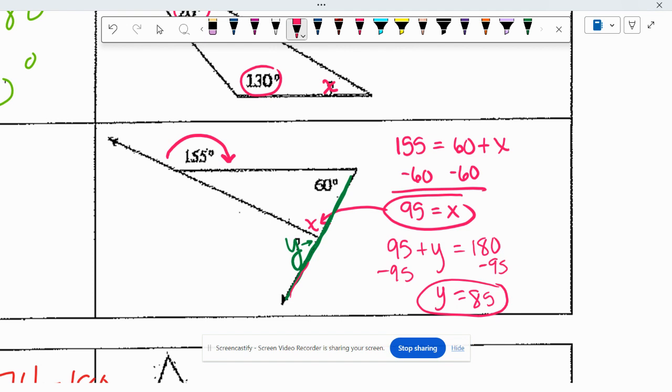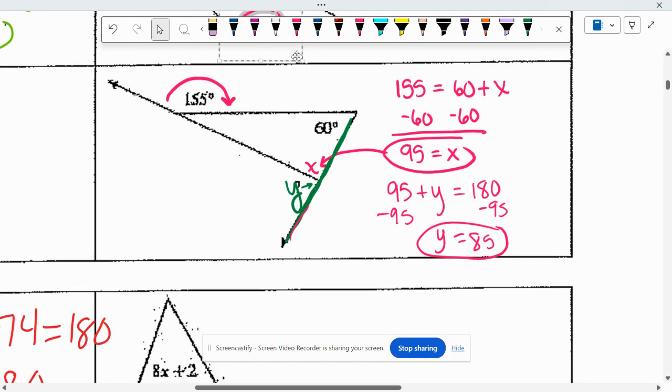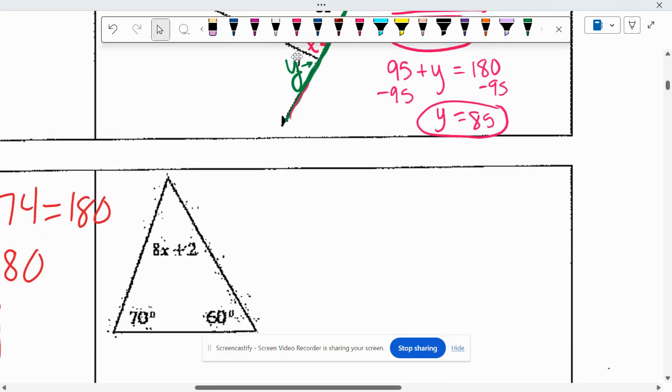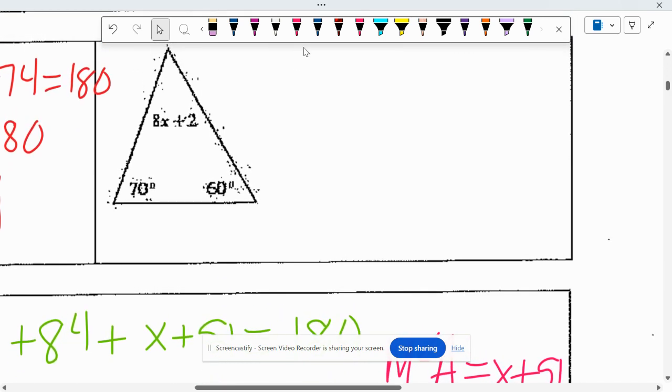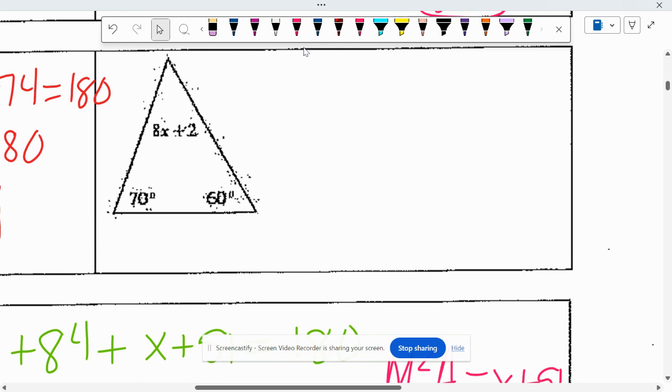How do we feel about that? Okay, let's go to this next one. So we have this one to do. So you have an algebraic expression. So 70 plus 60 is what? So 130 plus x plus 2 plus 8x plus 2.